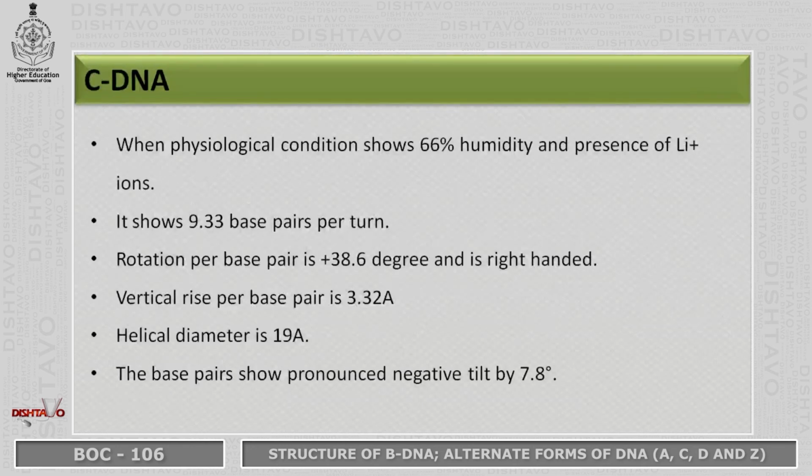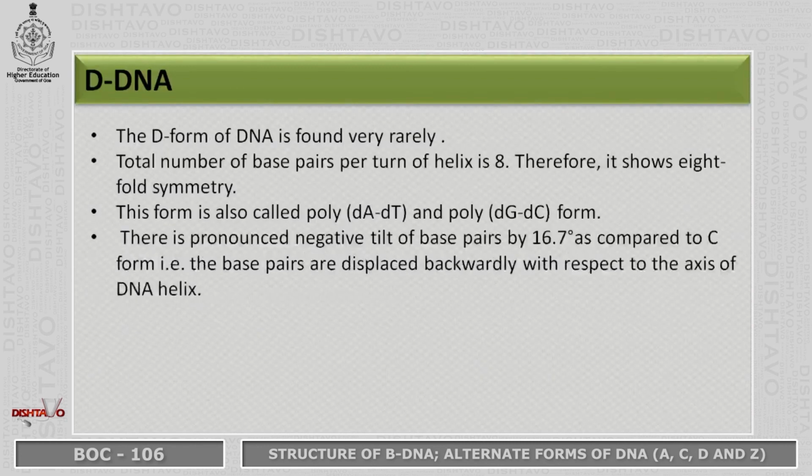C-DNA. When the physiological condition shows 66% humidity and presence of lithium ions, we get the C form of DNA. It shows 9.33 base pairs per turn. Rotation per base pair is plus 38.6 degree and is right-handed. Vertical rise per base pair is 3.32 angstrom and helical diameter is 19 angstrom. The base pair shows pronounced negative tilt of 7.8 degrees.